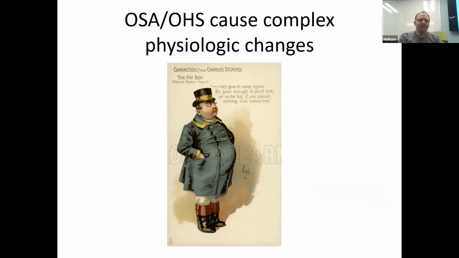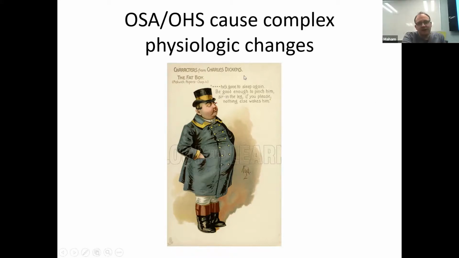So obstructive sleep apnea and OHS, beyond the morning headache and daytime somnolence, this actually has metabolic consequences that are beyond what occurs in the other causes of restrictive lung disease. So this guy's name is Pickwick Peppers, and Charles Dickens wrote about him. He's the fat boy. So people knew about this Pickwickian syndrome, or obesity hypoventilation syndrome, as we now have to call it because we're #woke in 2021.